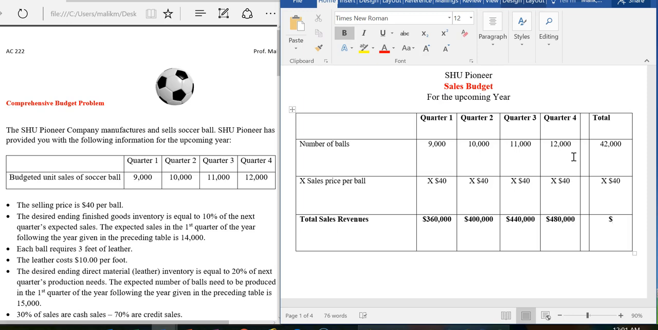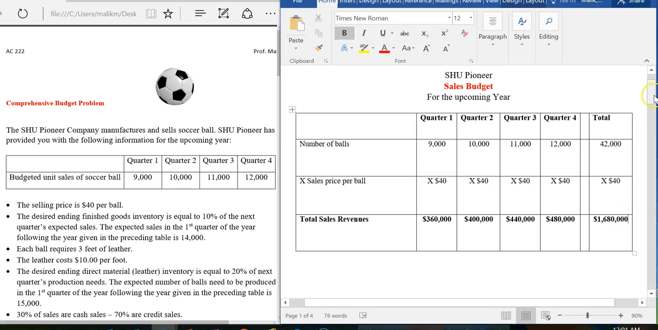I got the big number, 1,680,000, and we will double check it. Now we're going to add across this column, which you can also call horizontal addition. That means add 360,000 plus 400,000 plus 440,000 plus 480,000. You should get the same number, 1,680,000. So once you get this number, you are done with your sales budget.